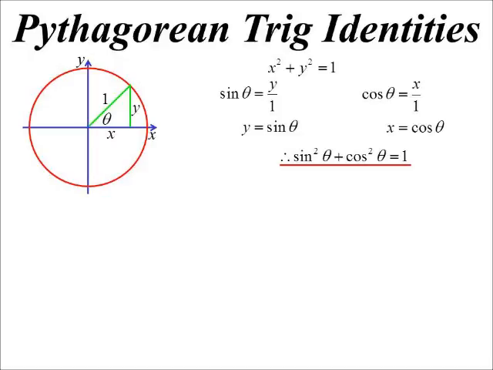So it does not matter the size of the angle. Sine squared theta plus cos squared theta, you'll always get the answer 1. So that's the first of the Pythagorean trig identities.